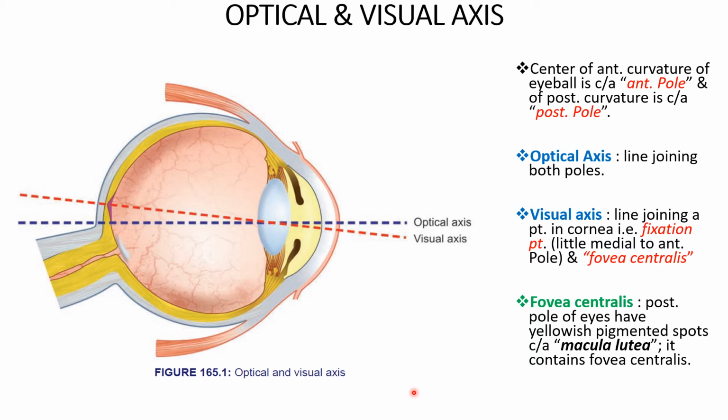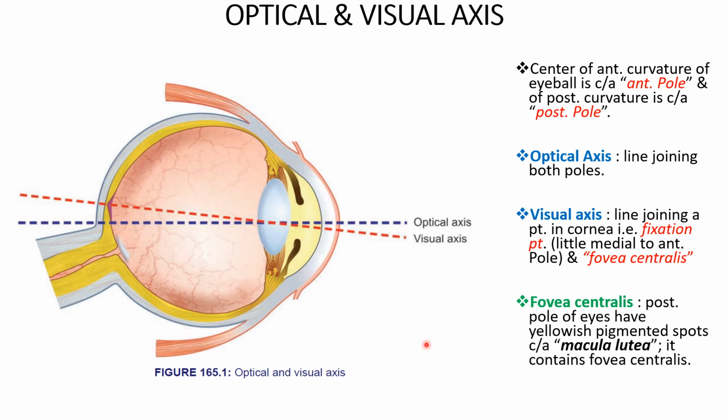Now there is another axis known as the visual axis. The visual axis is a line joining a point present in the cornea a little medial to the anterior pole of the eye, called the fixation point, with the fovea centralis. So this red colored dotted line which joins the fovea centralis with the fixation point shows the visual axis of the eyeball. What is special about this? It is that all the light rays entering the eye from the atmosphere enter the eye via this visual axis. Now, these two are imaginary lines.